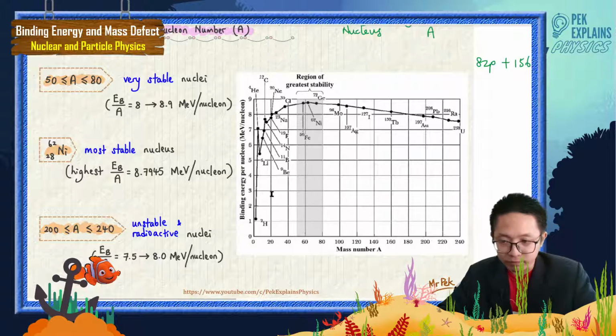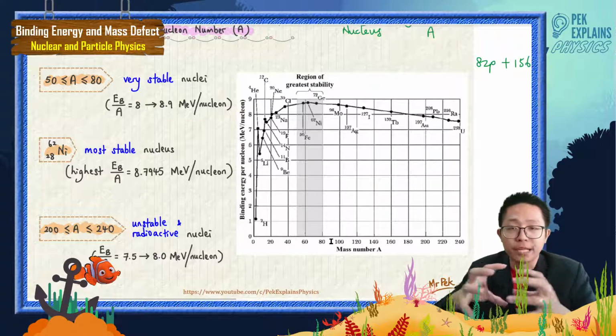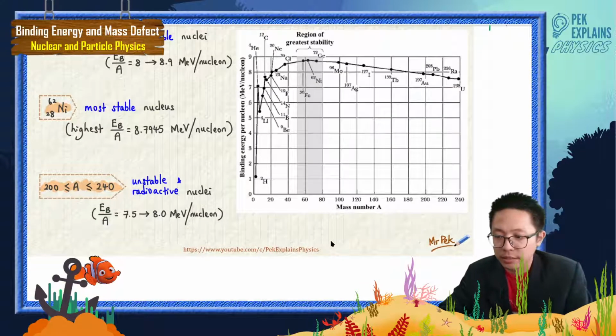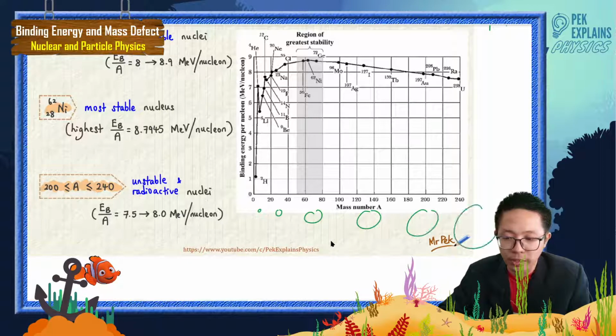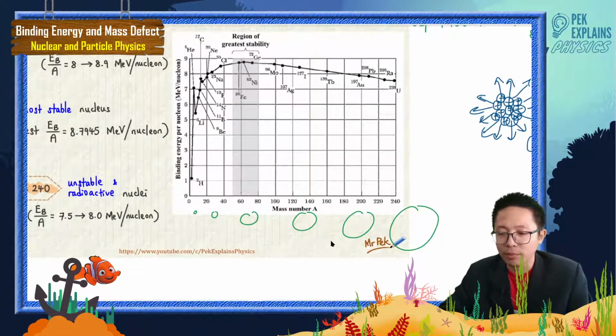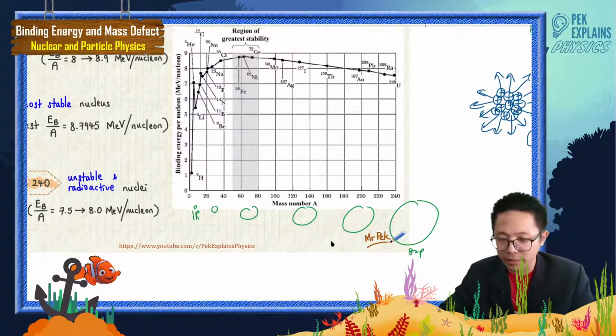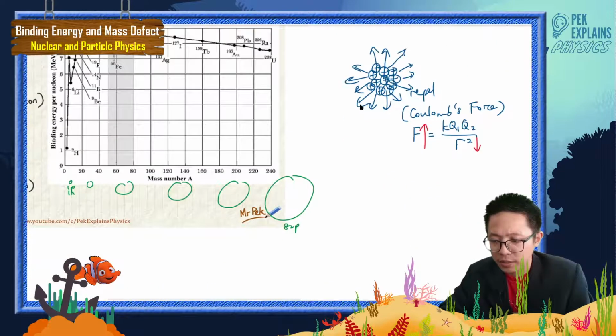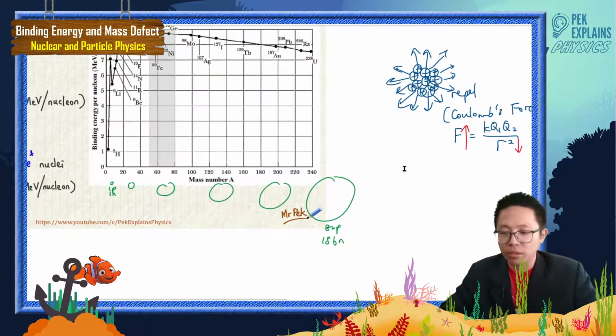Because we know that this x-axis is the mass number. So going to the right means the nucleus become bigger and bigger. So I can say this one is just a small nucleus and then become bigger and bigger, more and more proton and neutron together. Understand? Maybe this one only has one proton, one neutron. Maybe this one got 82 protons here, and how many neutrons are there? 156 neutrons. See, so bigger and bigger nucleus.